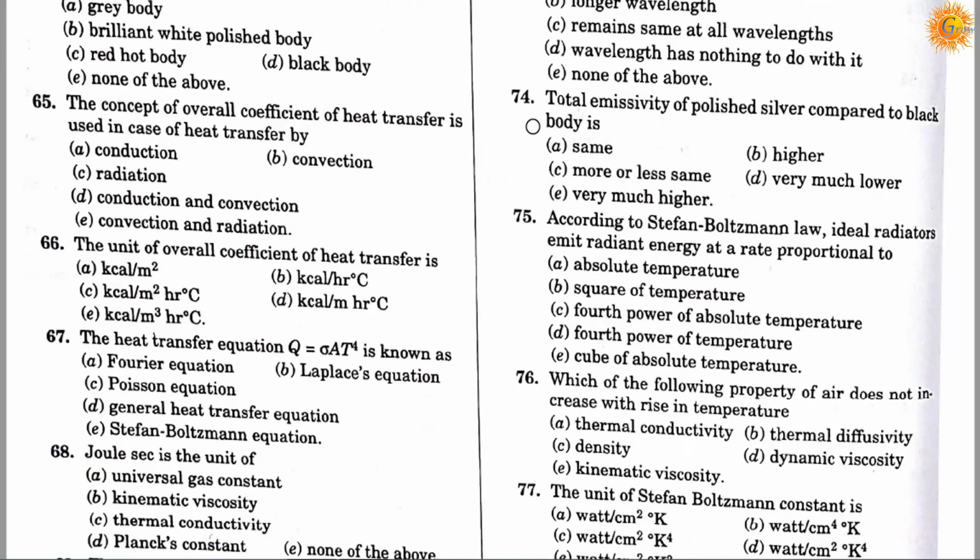Question number 74. Total emissivity of polished silver compared to black body is: option A, same; option B, higher; option C, more or less same; option D, very much lower; option E, very much higher. Correct answer is D, it's very much lower.